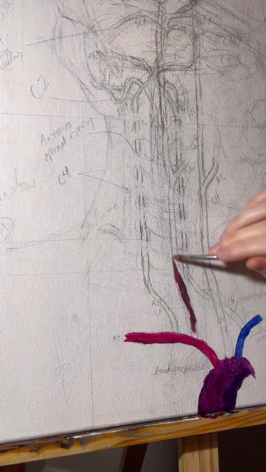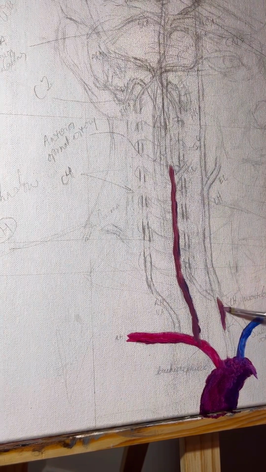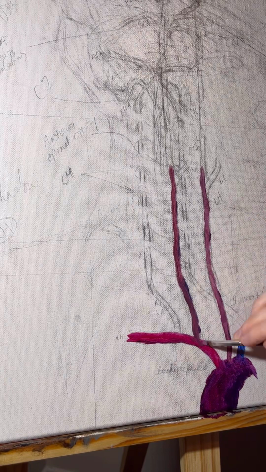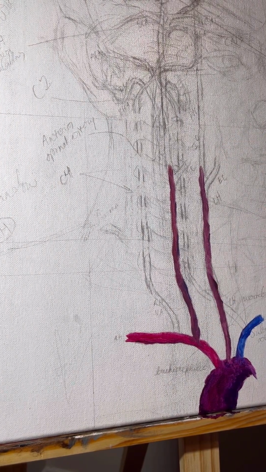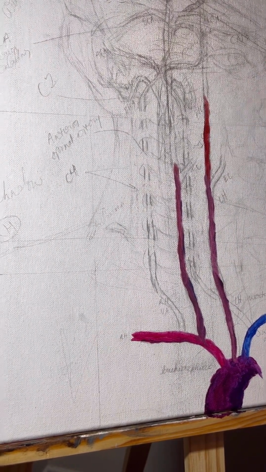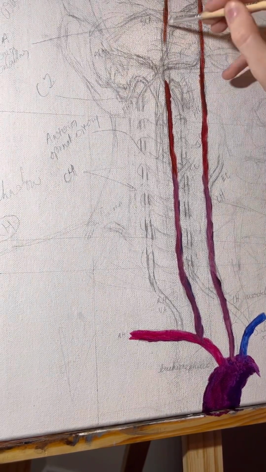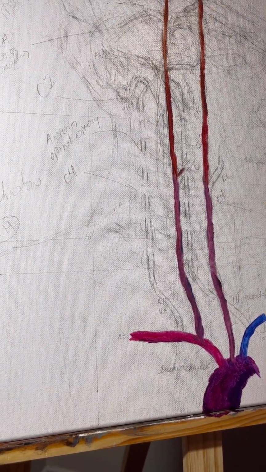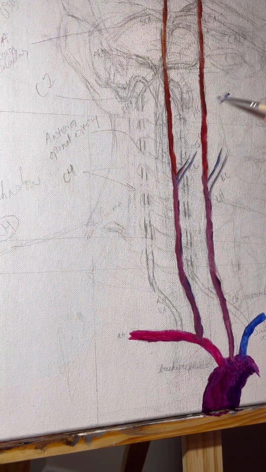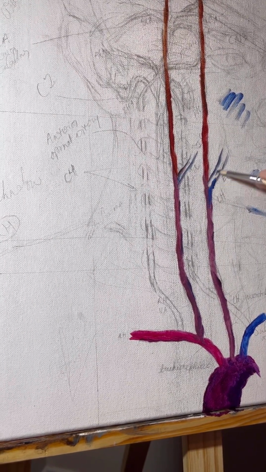The common carotid artery, which I am now painting in purple, originates from the brachiocephalic artery on the right side and from the aortic arch on the left. It will divide into the internal carotid, painted in red, as it continues to ascend, and the external carotid, which is in blue.